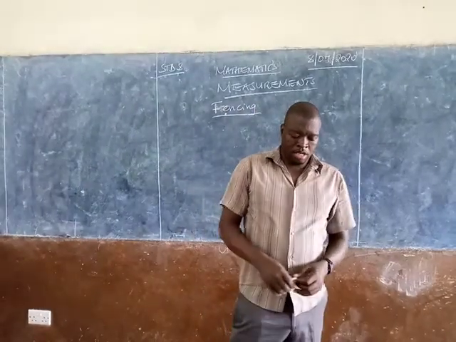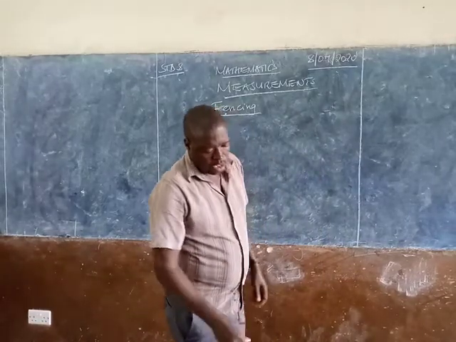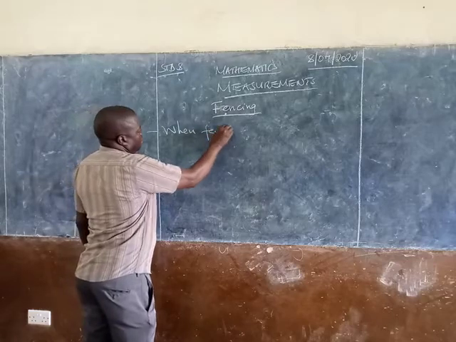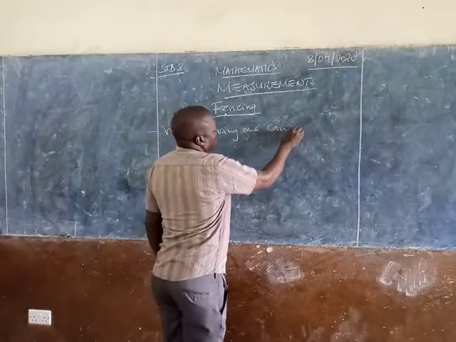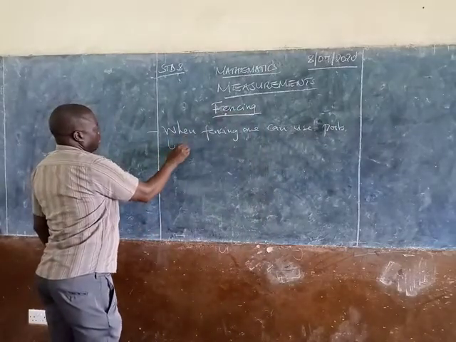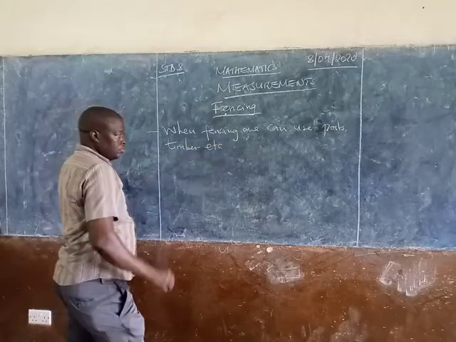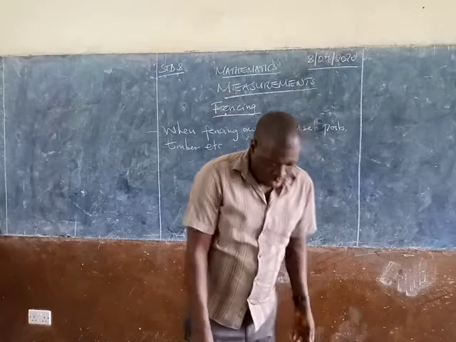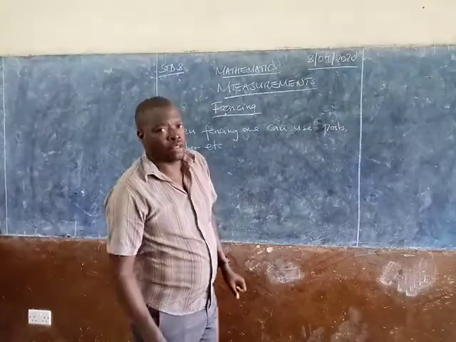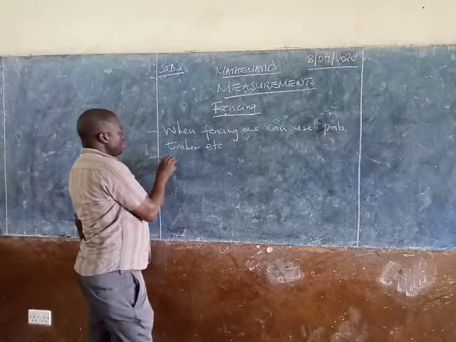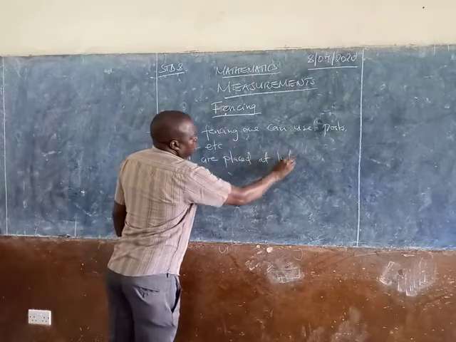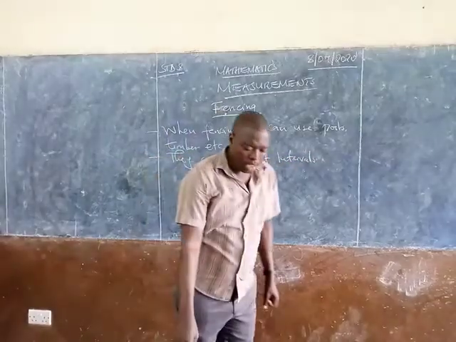Now, when fencing, one can use posts, timber, etc. These posts or the timber are placed at intervals. They are placed at intervals.